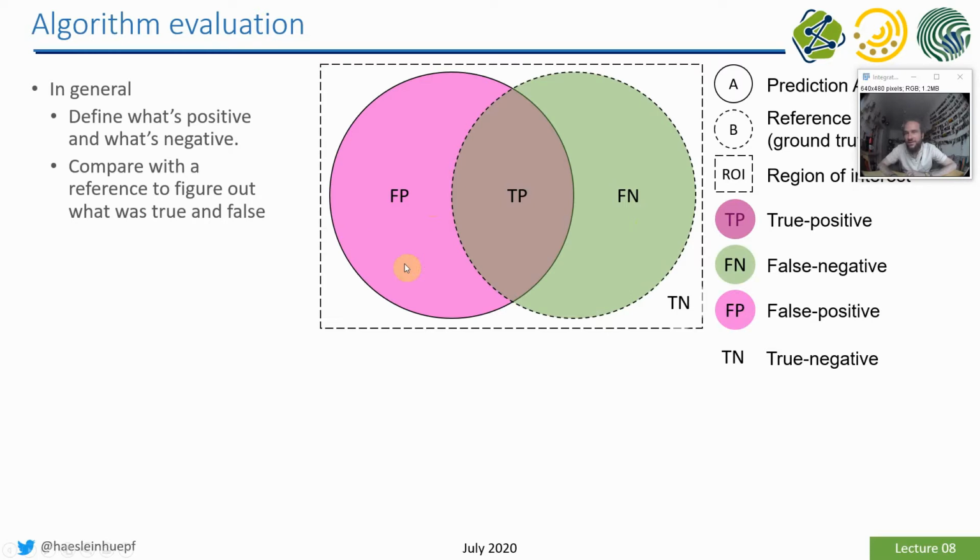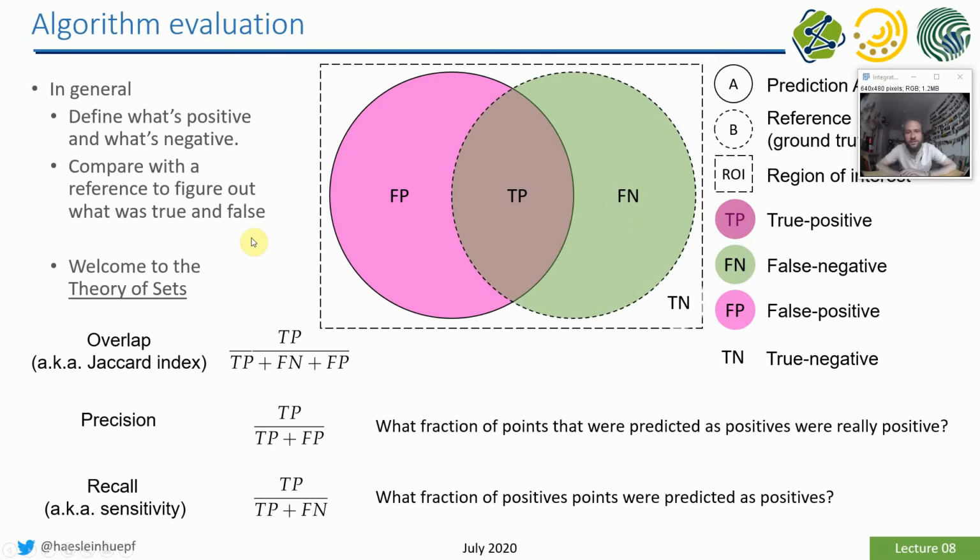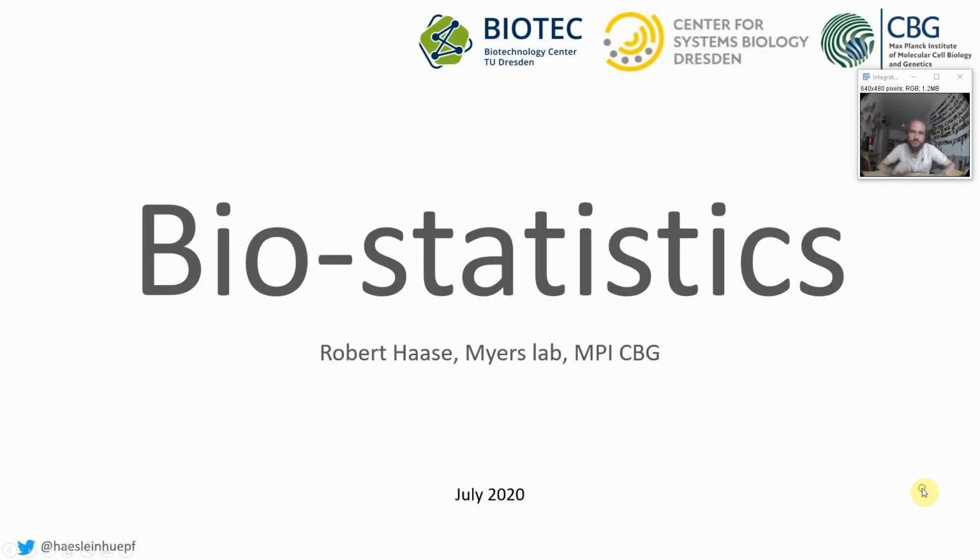Here on the left side, the algorithm says these are positive, but they are not, so they are false positives. And if you take the number of these events, of these pixels, or of these objects for the classification, you can use some math to measure, for example, overlap, precision, and recall, to quantify the quality of this particular segmentation algorithm.